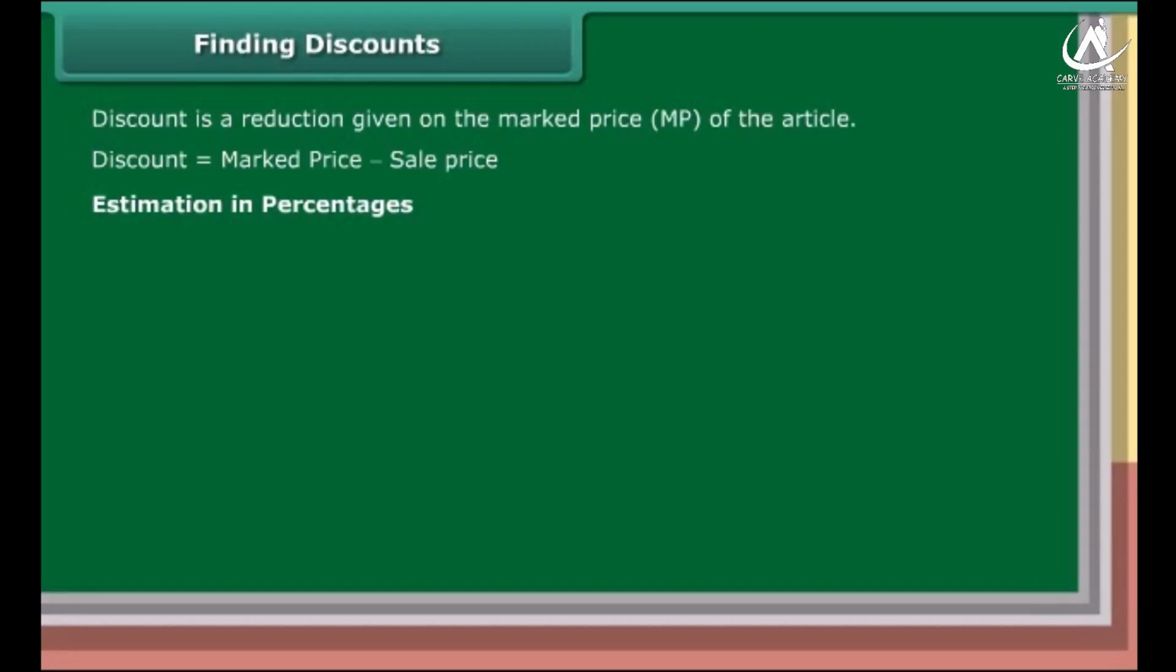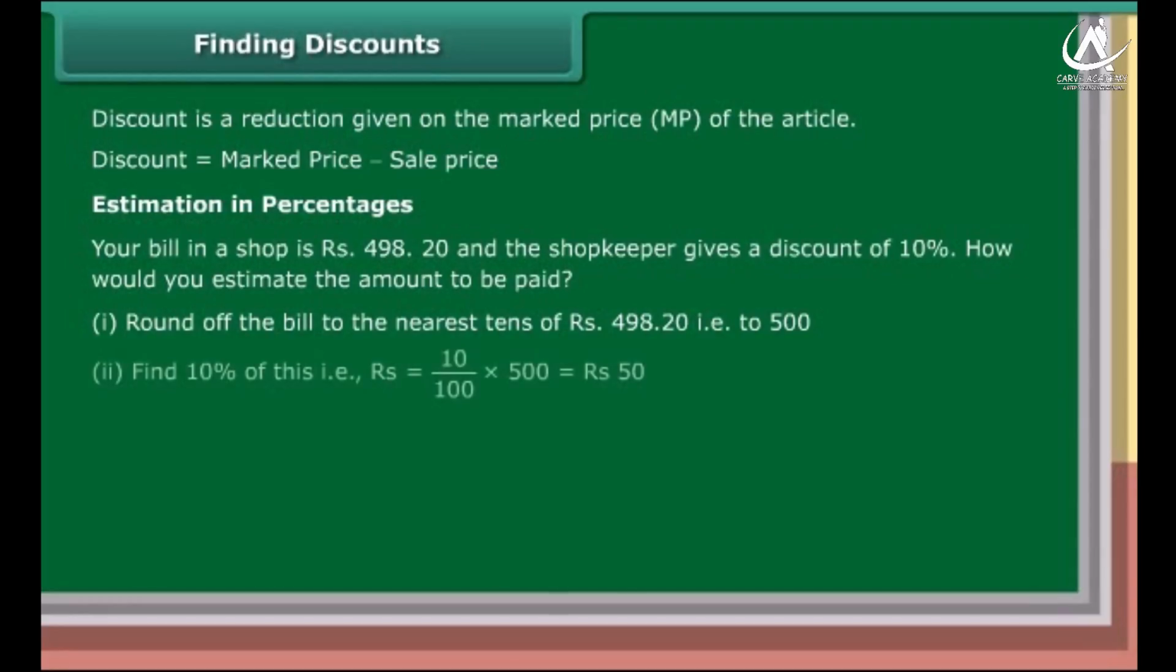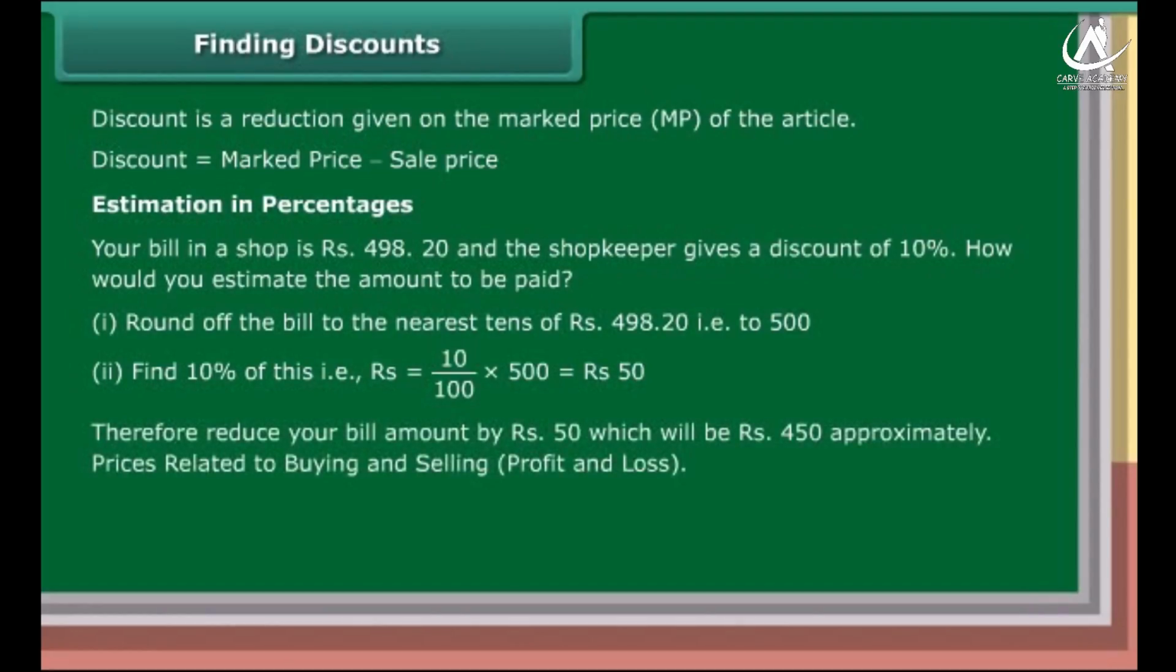Estimation in percentages. Your bill in a shop is rupees 498.20 and the shopkeeper gives a discount of 10%. How would you estimate the amount to be paid? 1. Round off the bill to the nearest tens of rupees, 498.20, that is to 500. 2. Find 10% of this, that is rupees 10 upon 100 into 500, which is equal to rupees 50. Therefore, reduce your bill amount by rupees 50, which will be rupees 450 approximately.